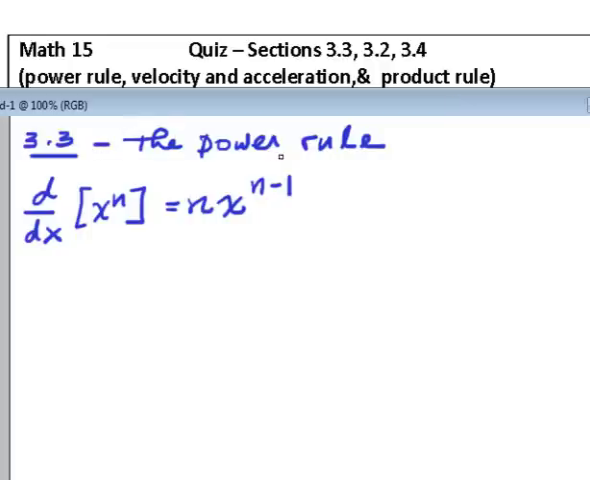All right, we'll start with section 3.3. Now this is the power rule. It says that the derivative of x to the n is n times x to the n minus 1. So let's look at a couple of examples.